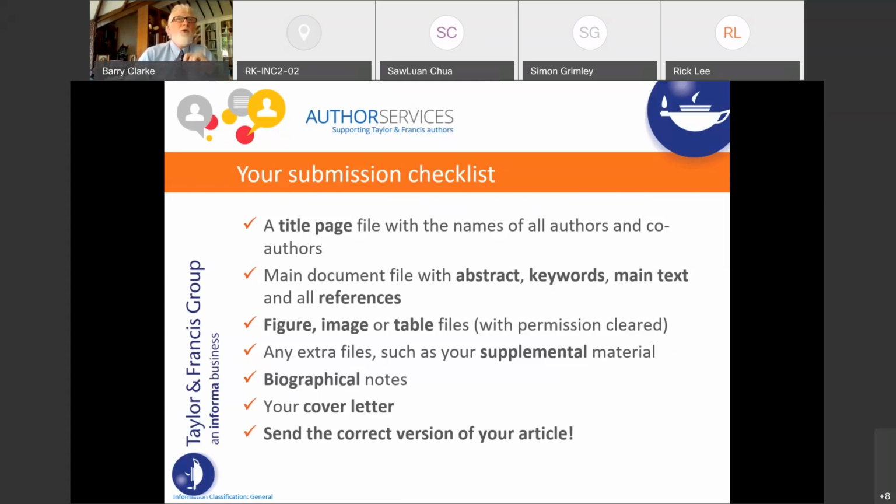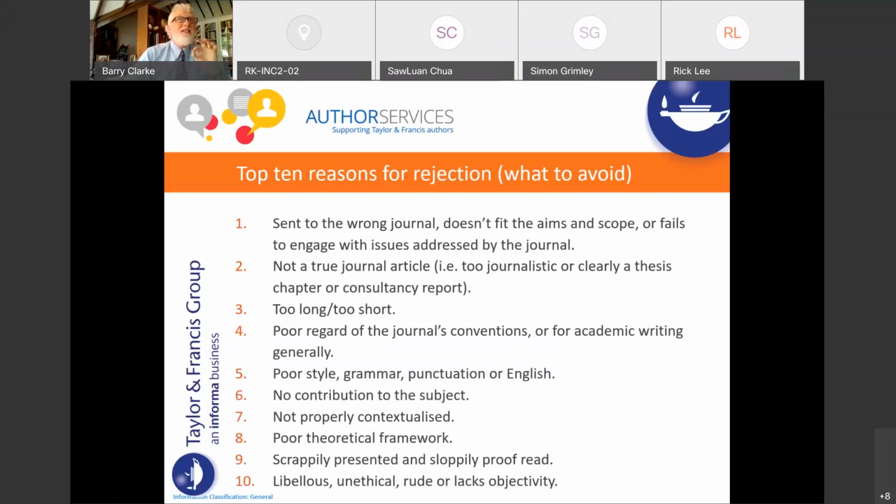I'll just leave you with a top 10 reasons for rejection. I won't go through these in detail. I don't think I've got quite time, but this will be available for viewing later, and we can circulate the slides. These are the main reasons that articles get rejected. And I think now I can hand over to Rick, who's going to give you some more tips on how to get published.